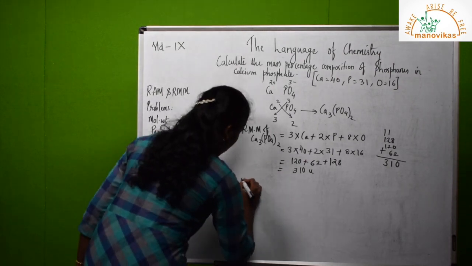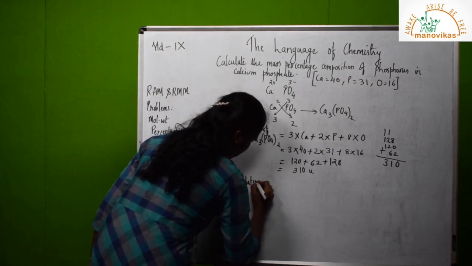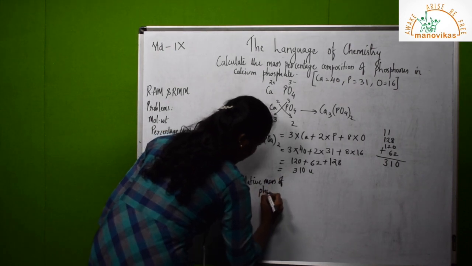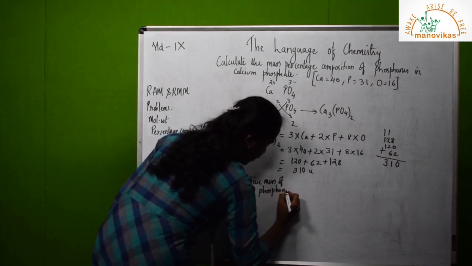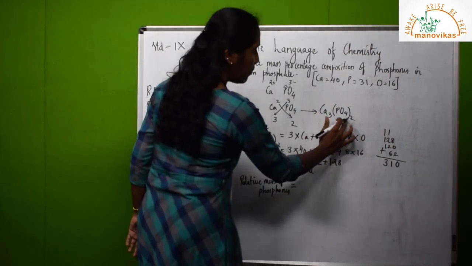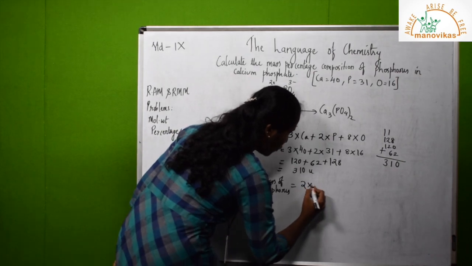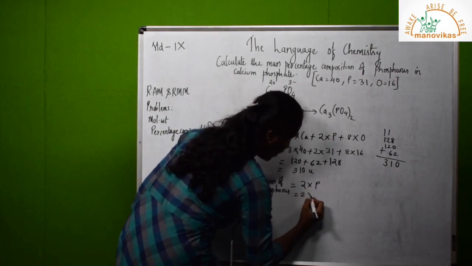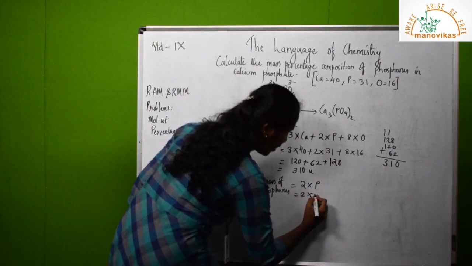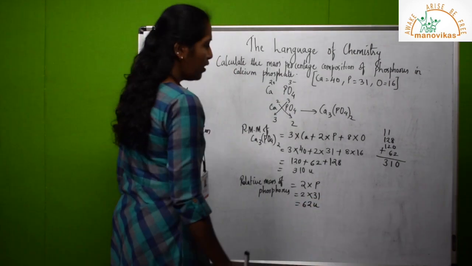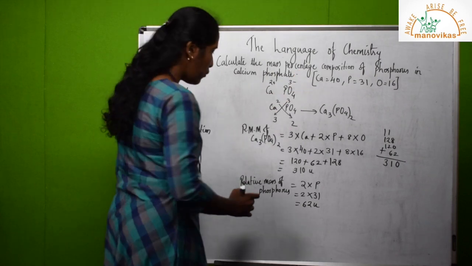So the relative mass of phosphorus is, now in this compound you have 2 times phosphorus. So 2 into P, which is equals to 2 into atomic mass is 31, which is coming to as 62 u. Now use the formula for percentage composition.